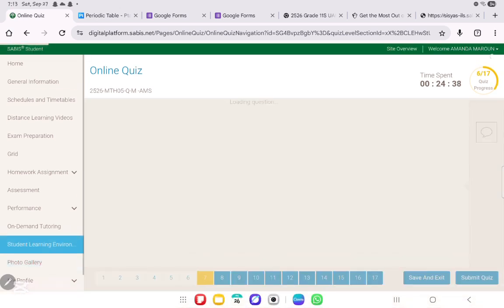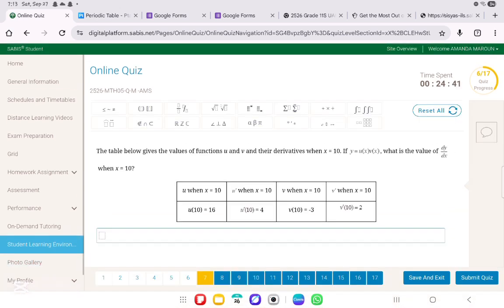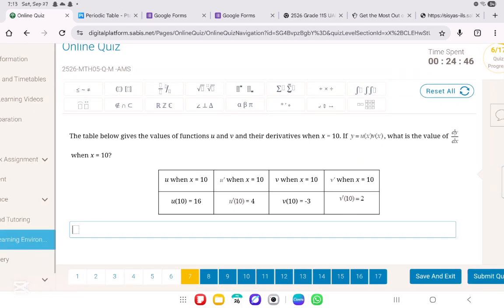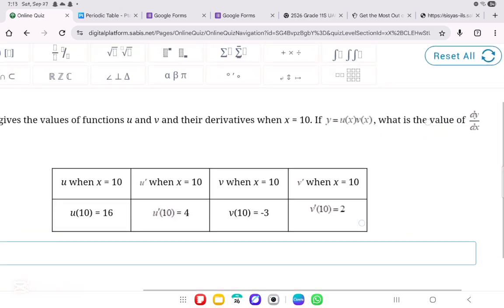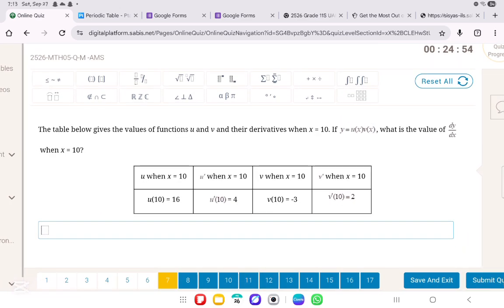We'll move on to question number 7. What does it say in question number 7? It says the table below gives the values of functions u and v and their derivatives when x is equal to 10. They told us if y is equal to u(x) v(x), what's the value of dy over dx when x is 10? So what do we know? They gave us the functions u and v. They gave us u prime and v prime, which are their derivatives, right? They gave us the values. And this is all when they substituted x to be 10. So when x is equal to 10, this is what they got.